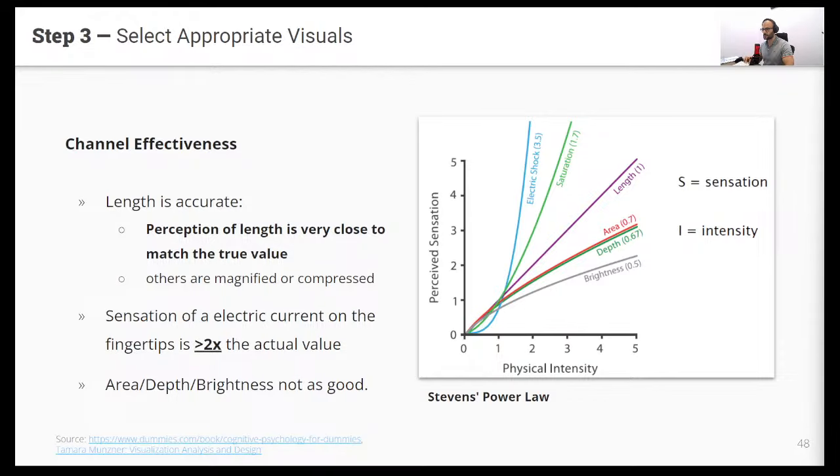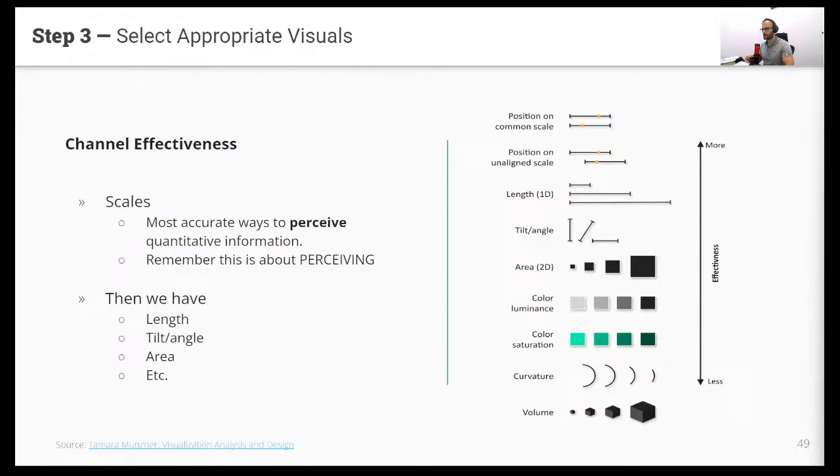This brings us to this chart. So scales, which we have talked about a little bit, positioned on a common scale, that is the most accurate one to use if we want to be precise in the perceiving of it. But we also have length, we have angles, we have areas and so on, but they become less effective depending on how precise you want to be with the actual values that they need to read.